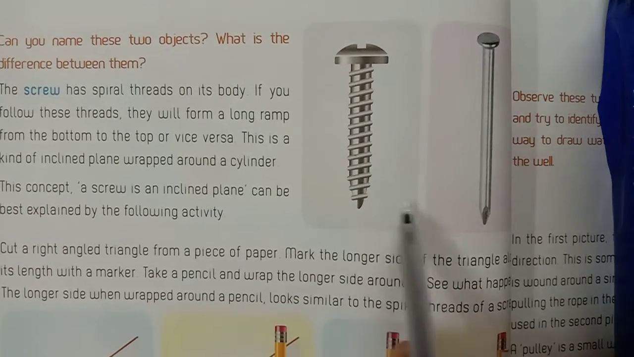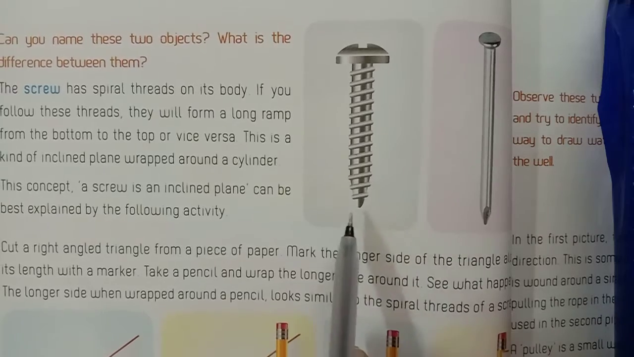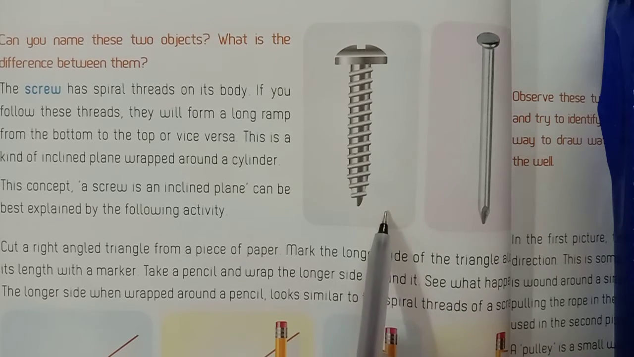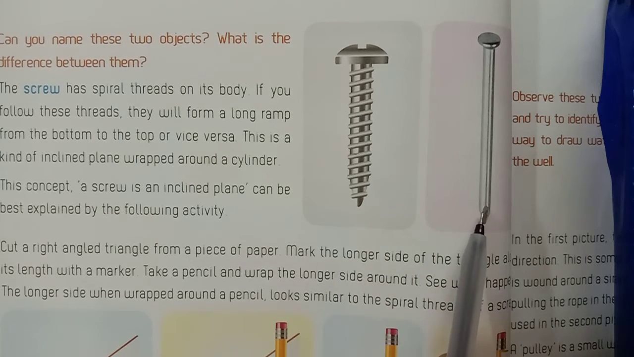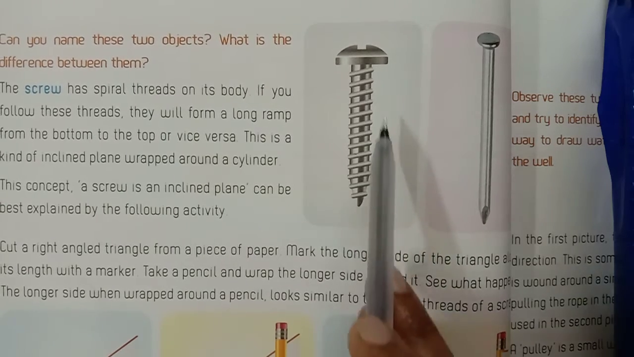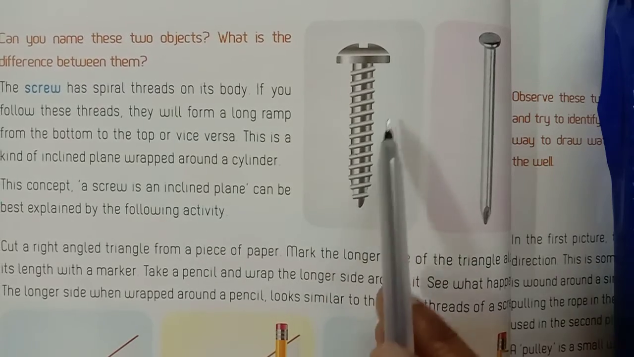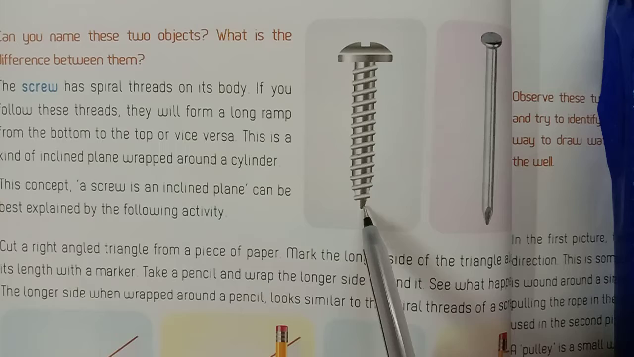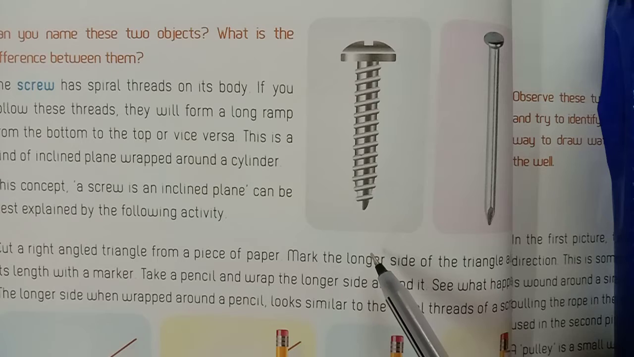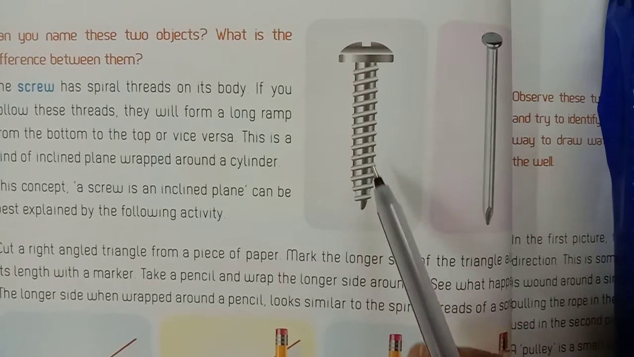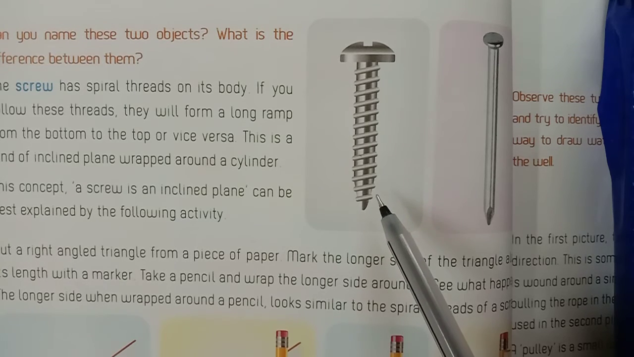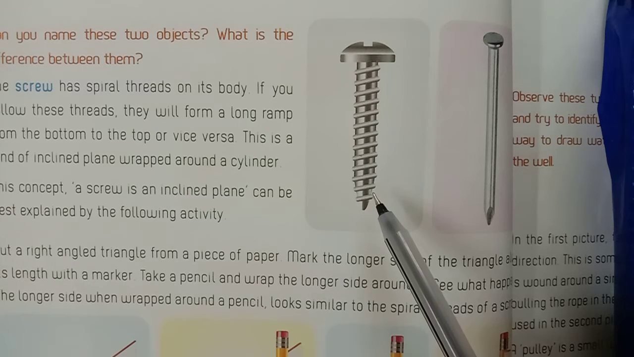Next, look at these two pictures, children. This is a screw. This is a nail. What is the difference between them? The screw has spiral thread on its body. If you follow these threads, they will form a long ramp from the bottom to the top or vice versa. This is a kind of inclined plane wrapped around a cylinder.